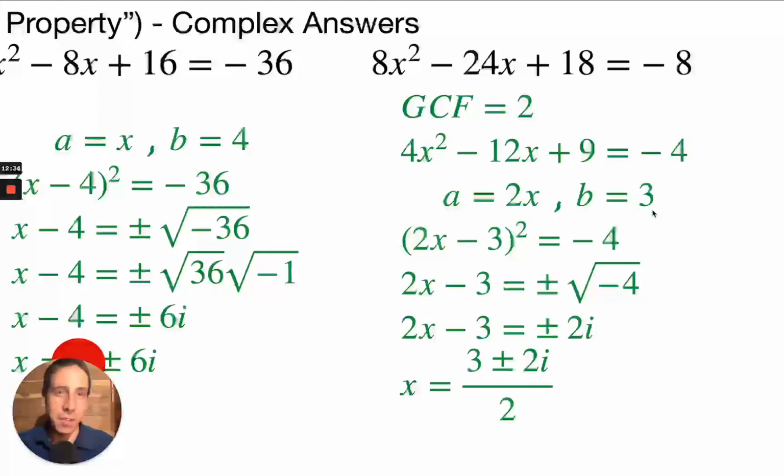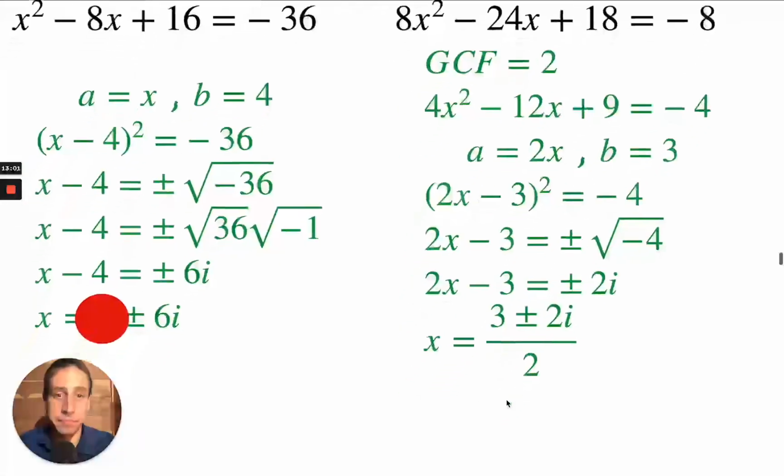9 and 3. When you take the square root of 9, you get 3. Take the square root of 4x squared, you get 2x. And then this would be a minus b because we want to make sure we incorporate this subtraction here. 2x minus 3 squared is equal to negative 4. Take the square root of both sides, add, eventually we get 2i. Add 3 and divide by 2, you get 3 plus 2i, 3 minus 2i, both over 2.